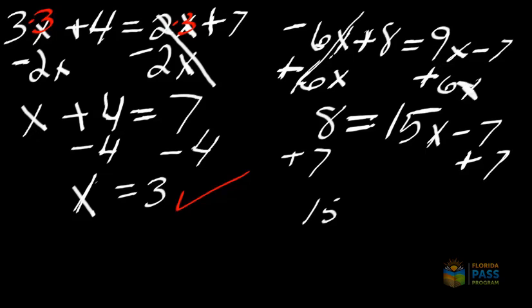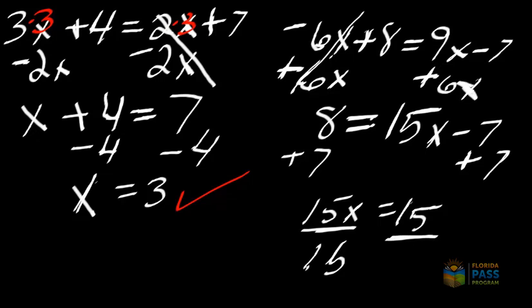So 15x equals 15. My pen is not working correctly, but that's okay. Divide both sides by 15 because you always do the opposite of what you see. 15 divided by 15 is 1. So here, x equals 1.